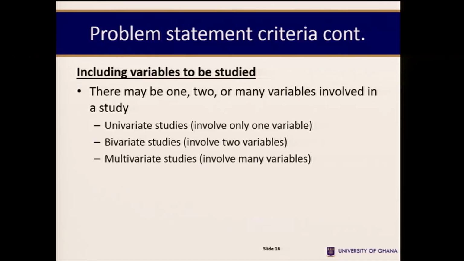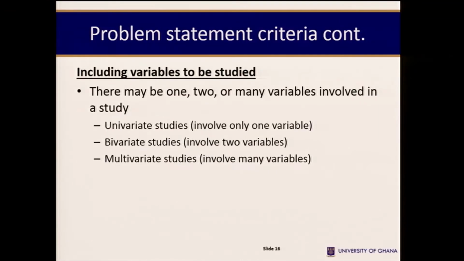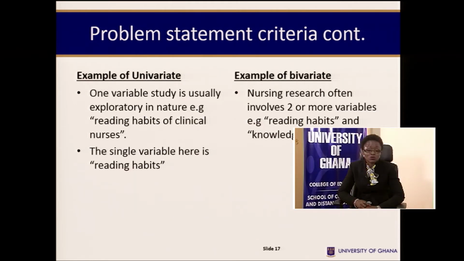It must also include the variables to be studied. The problem statement must also include the variables to be studied. And there may be one, two, or many variables involved. A problem that involves only one variable is called a univariate study. That which involves two variables is bivariate. That which involves more than two is multivariate. So let's look at some examples of each of them.